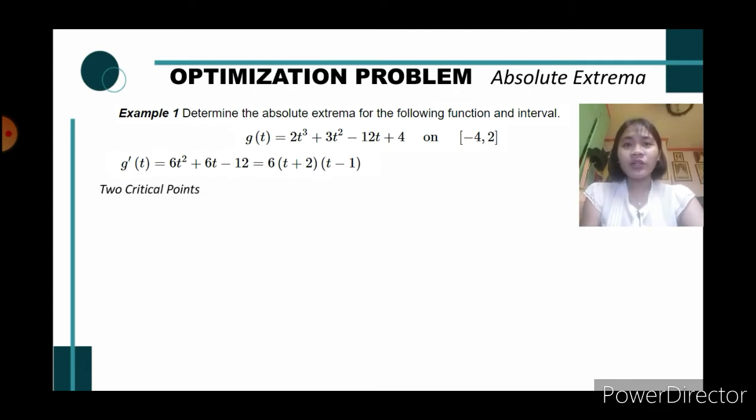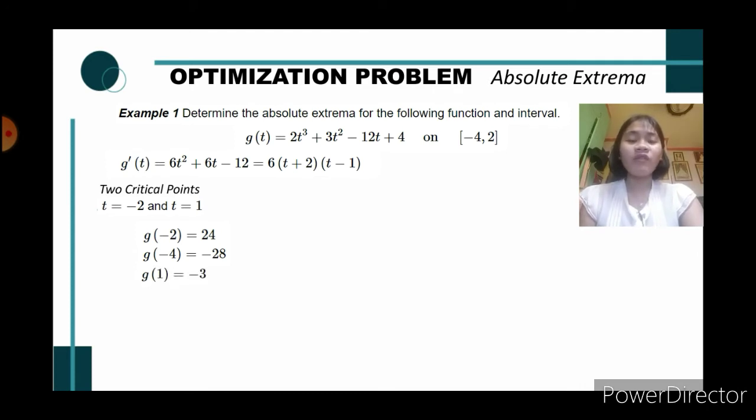So, ang makukuha natin doon ay: the value of the function g at t equal to negative 2 is equal to 24. The value of the function g at t equal to negative 4 is equal to negative 28. The value of the function g at t equal to 1 is equal to negative 3. The value of the function g at t equal to 2 is equal to 8.